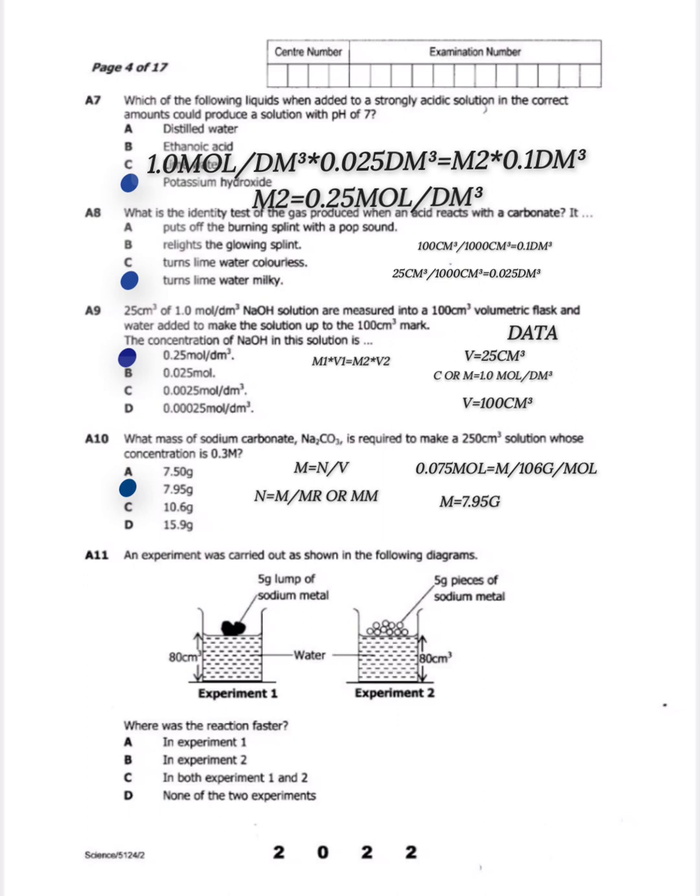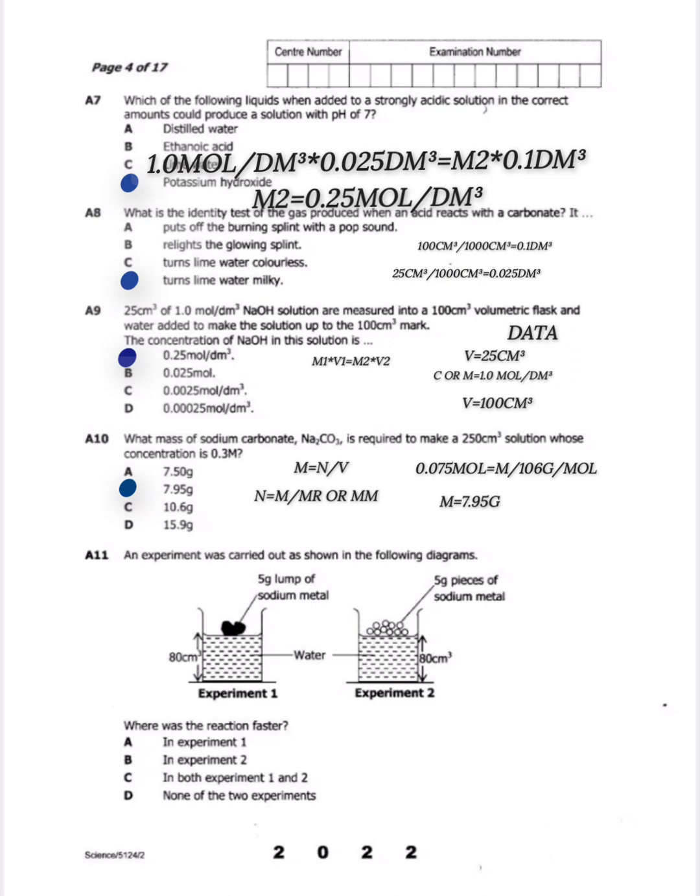An experiment was carried out as shown in the following diagrams. So we have experiment 1, where the volume there is 80 centimeters cube. Even in experiment number 2, it is 80 centimeters cube. So we are having water. Then they have added sodium pieces in experiment 2. So we can say 5 grams of pieces of sodium metal were added in experiment 2.